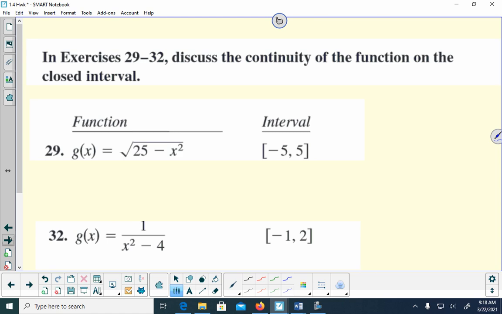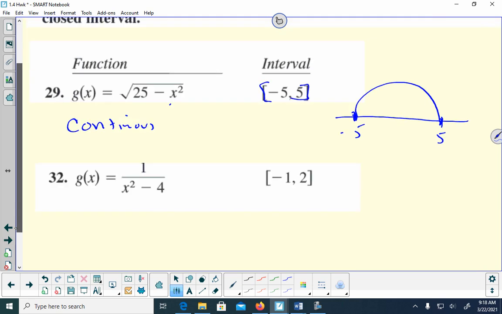Okay, the next ones, 29 through 32, discuss the continuity of the function on the interval. So if I'm looking between -5 and 5, it is continuous because -5 will work and +5 will work. Everything in between will work. If I graph this, I'm going to have a half circle. So it is continuous. The reason is that I can take the square root at -5 and at +5, so this closed interval is okay because I can use both -5 and 5.